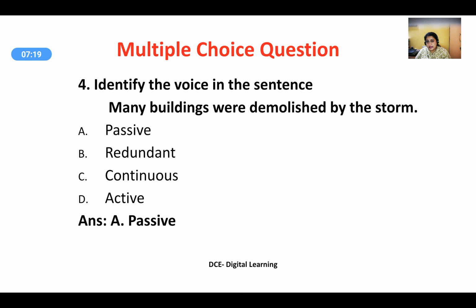If this sentence was the other way around, the storm demolished many buildings, then you can clearly say the sentence is in the active form. But here the word by is there, followed by the storm, and the action part comes first. So obviously this becomes a passive voice sentence.